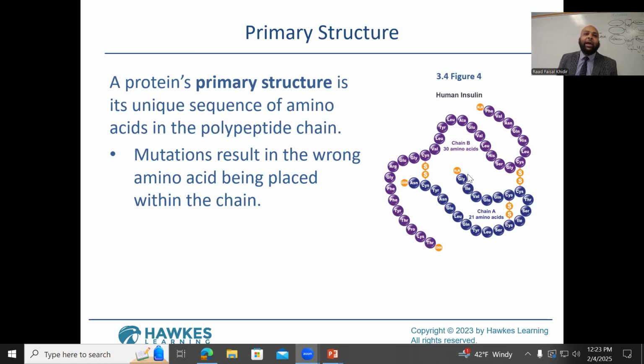And that's what's going to happen with sickle cell anemia. In sickle cell anemia, you're supposed to have an amino acid known as glutamic acid. But a mutation happened, and therefore you're never going to have glutamic acid. You're going to end up with valine. And that's what's going to lead the cell to sickle. So the protein will come out as a primary structure, like a linear chain, a long sequence of amino acids.